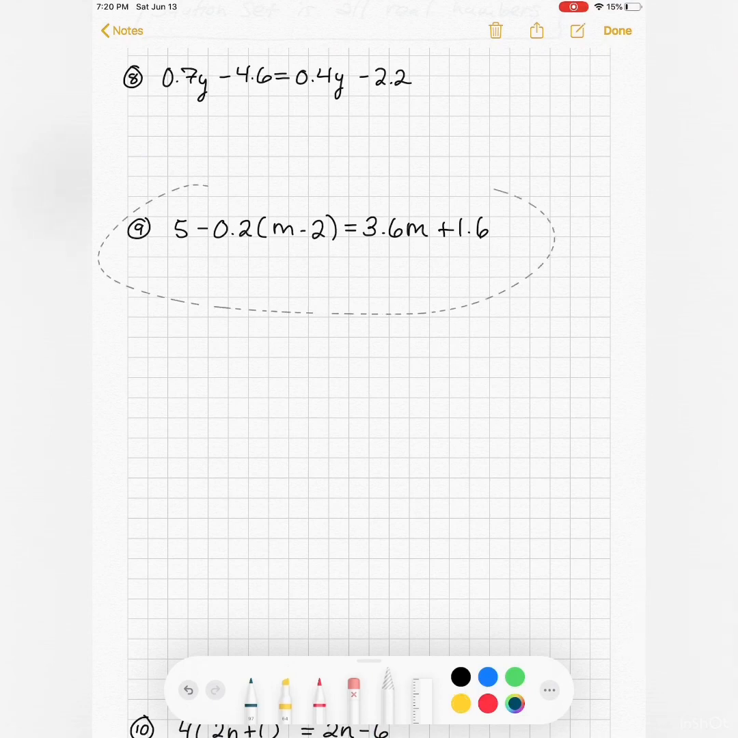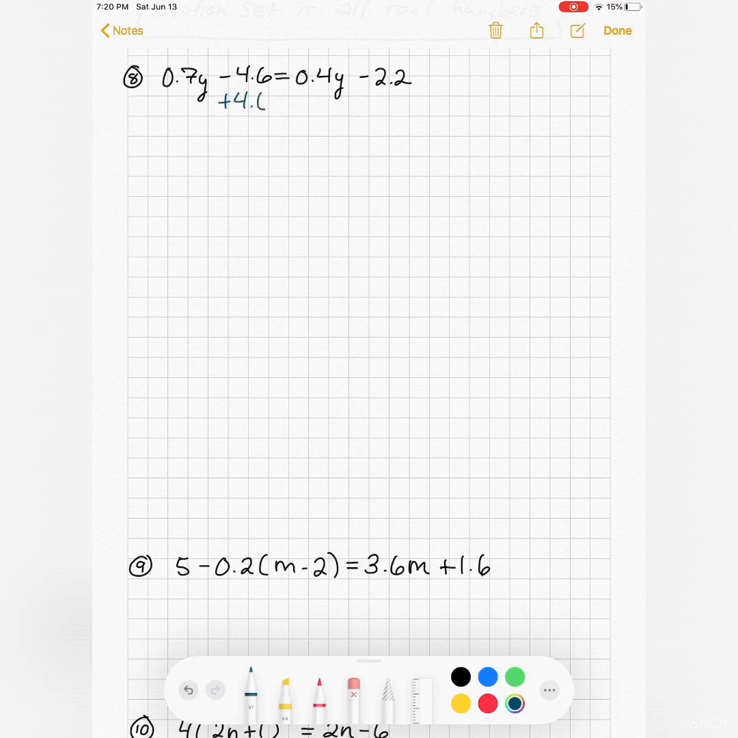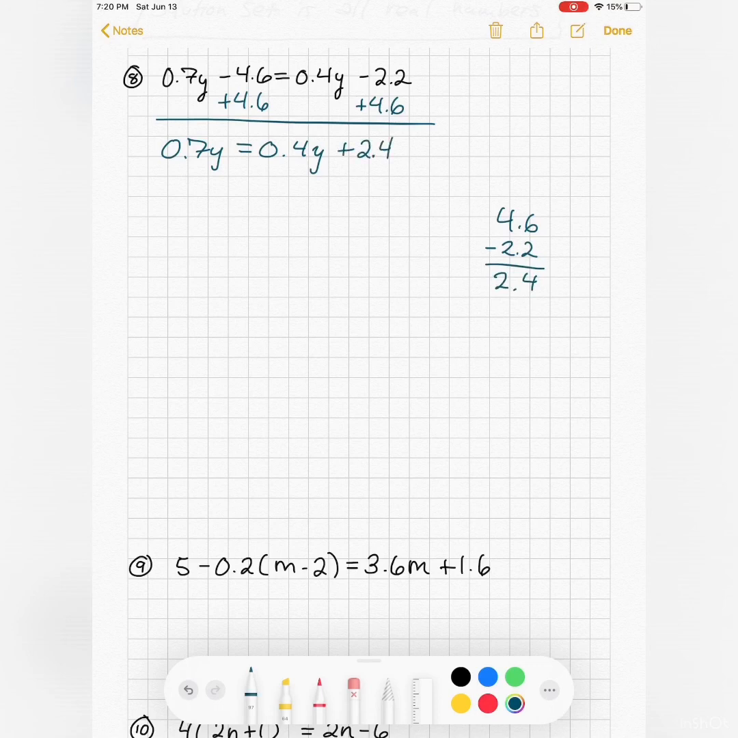Shall we try a couple with decimals? Let's see. Add 4.6, how about? 0.7y, 0.4y, 2.4. Subtract.